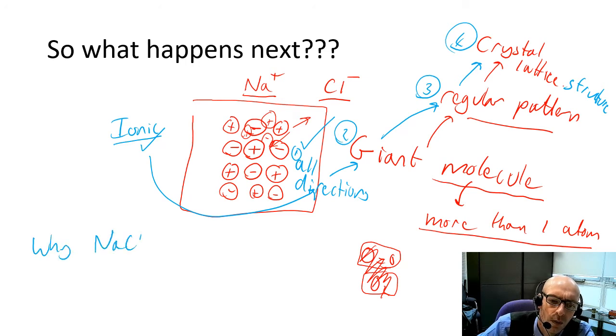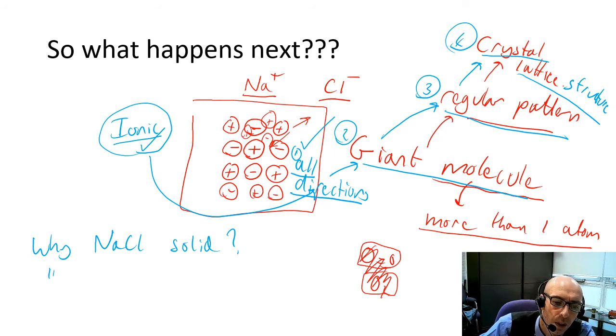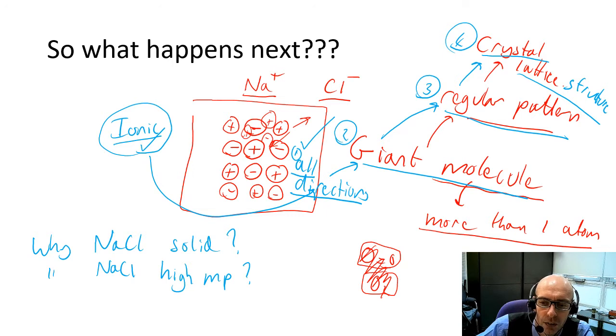Why is sodium chloride solid? Oh, I know. It's because it has ionic bonds, which are strong attractions in all directions, forming giant molecules with a regular pattern, forming something called a crystal lattice structure. Oh, why does sodium chloride have a high melting point? Oh, I know. It's the same answer. And it's the same for every single ionic solid.